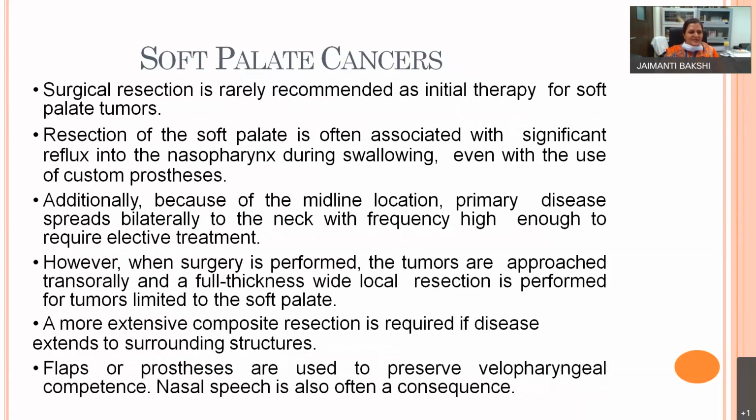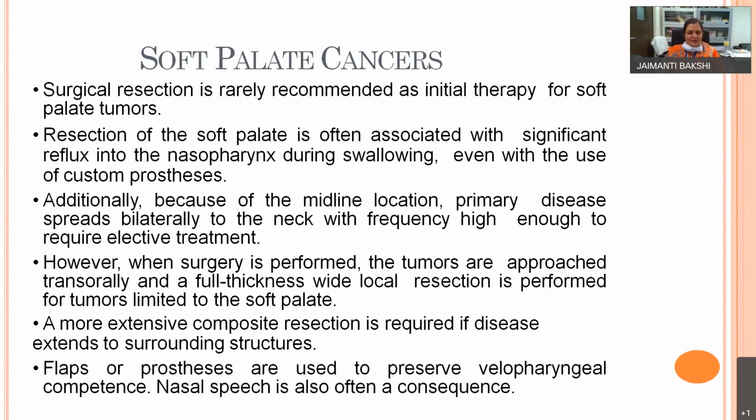For soft palate cancers, surgical resection is rarely recommended as the initial therapy for soft palate tumors. Resection of the soft palate is often associated with significant reflux into the nasopharynx during swallowing, even with the use of custom prosthesis. Additionally, because of the midline location, the primary disease spreads bilaterally to the neck with high frequency and requires elective treatment of the neck.